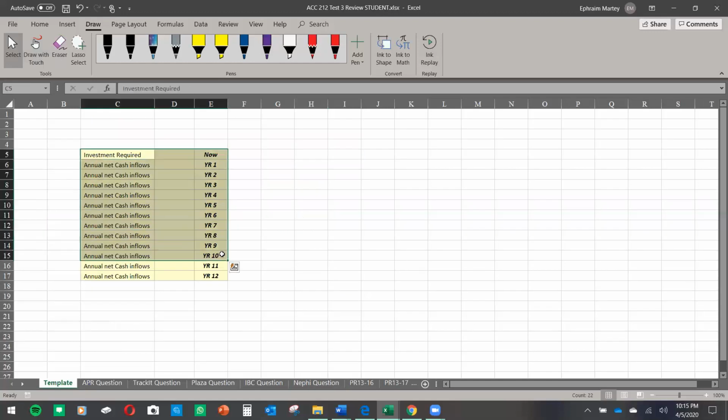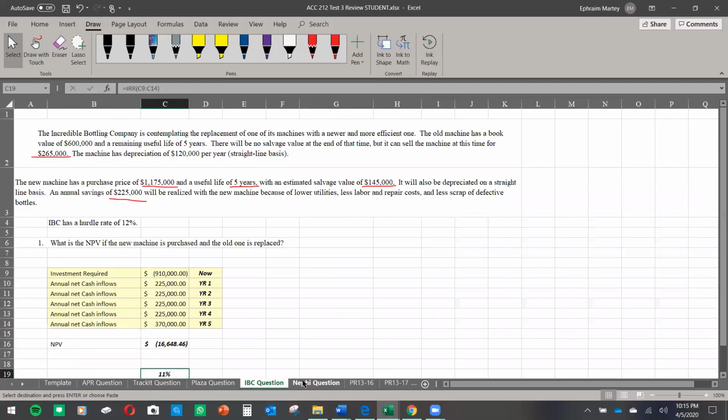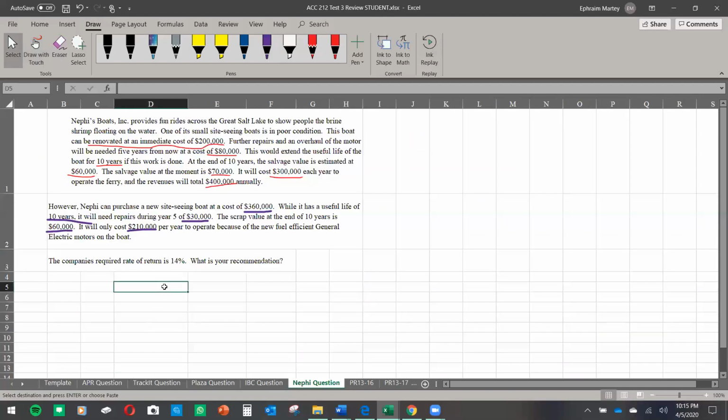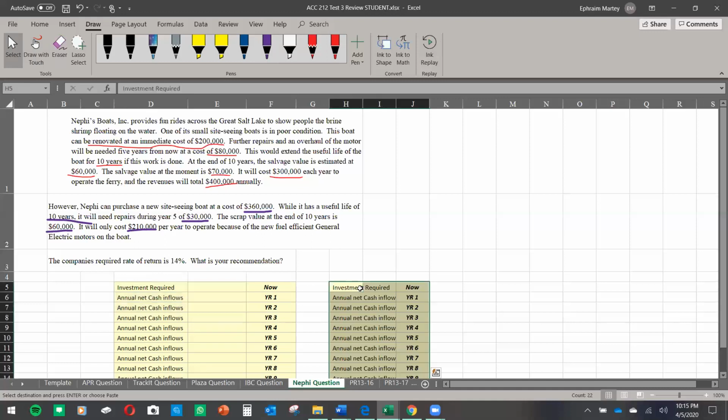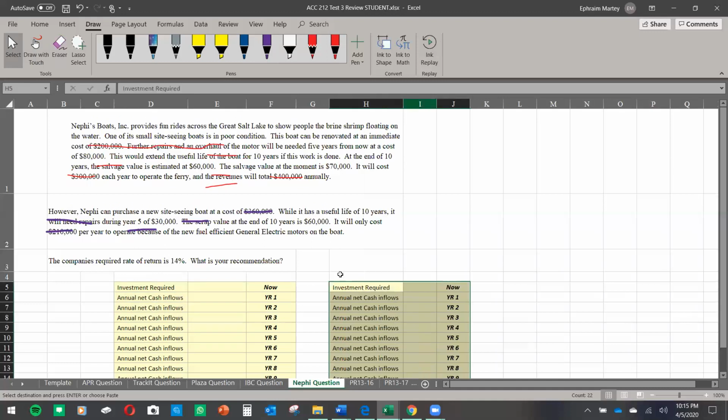So we know we are dealing with 10 years. Okay, which problem? Yeah, Nephi's problem. I love Nephi. Okay, he was a good guy. So we have here the new. We're going to just copy it right here again. So we do it how we did the previous one.